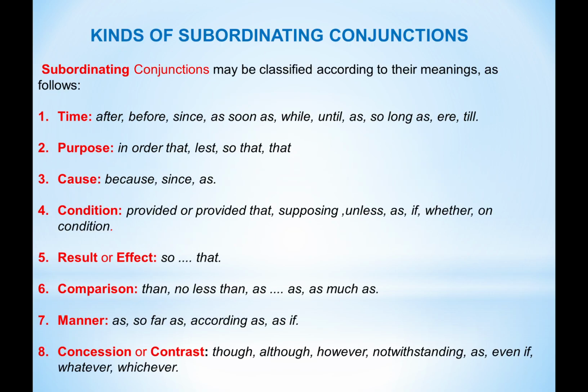Kinds of subordinating conjunctions. Subordinating conjunctions may be classified according to their meaning as follows. Time. Subordinating conjunction of time. These words: after, before, since, as soon as, while, until, as, so long as, ere, till. These are the time-related words which help in making subordinate clauses. So they are called subordinating conjunctions.